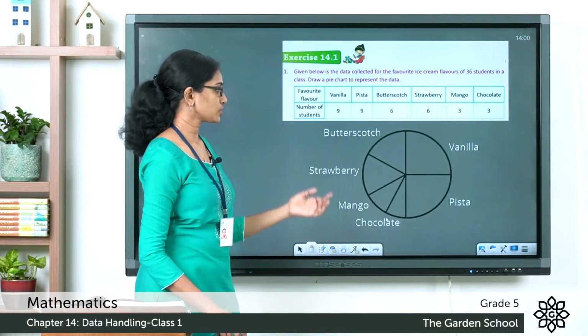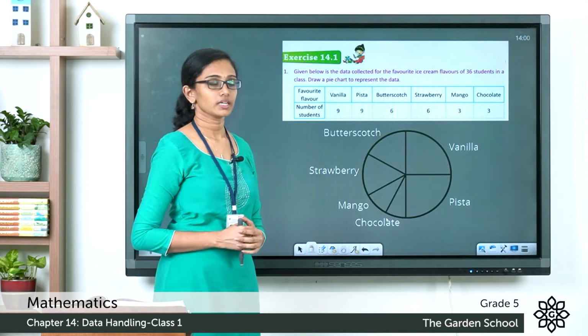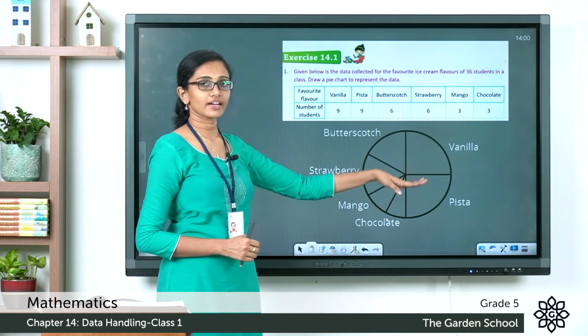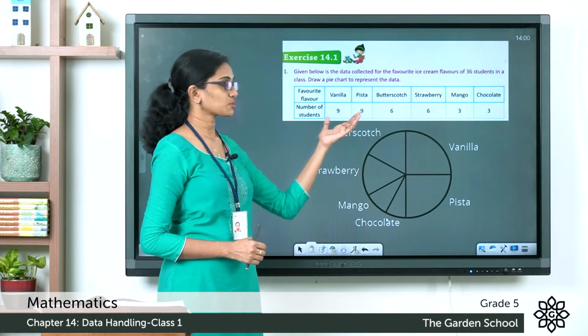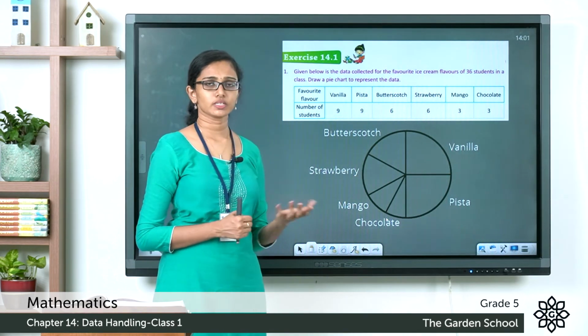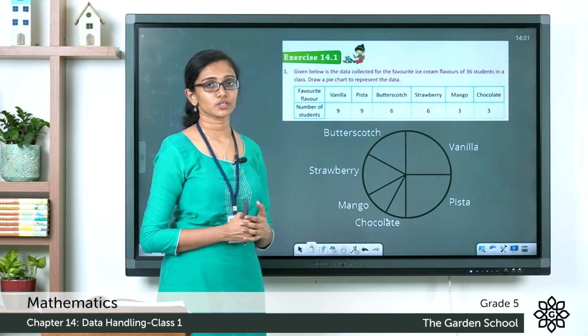So your pie chart will look something like this. It doesn't matter where you place the pie sectors, just that you are dividing the circle into sectors corresponding to the data given. So this is a simple method to draw a pie chart using approximation. We took approximate divisions of the circle.